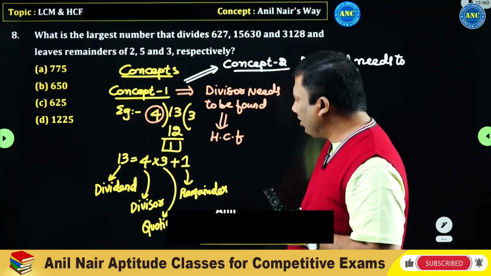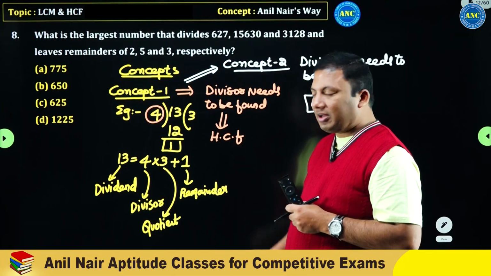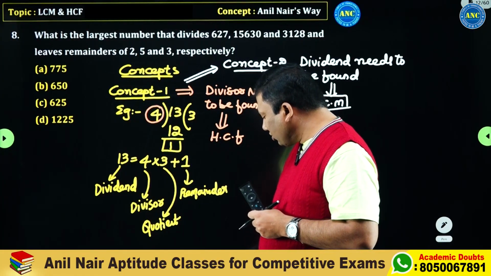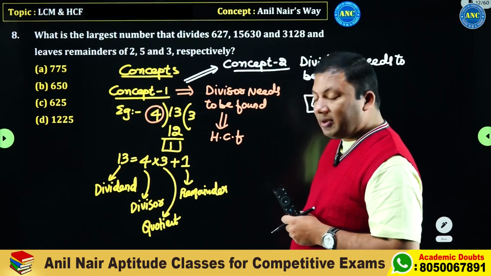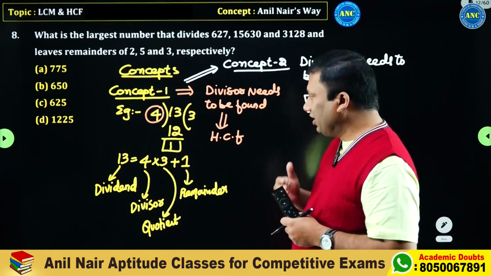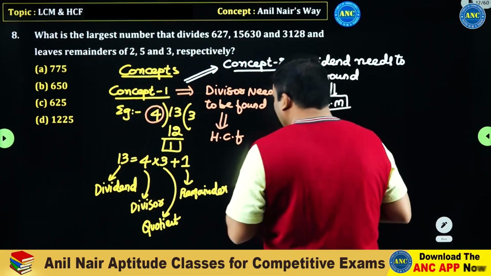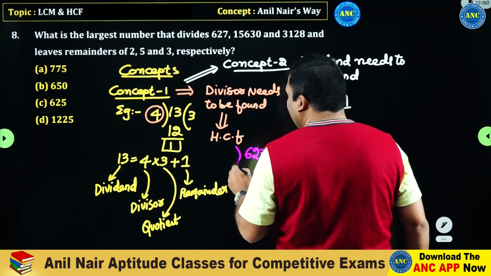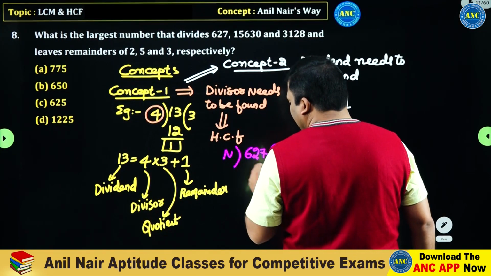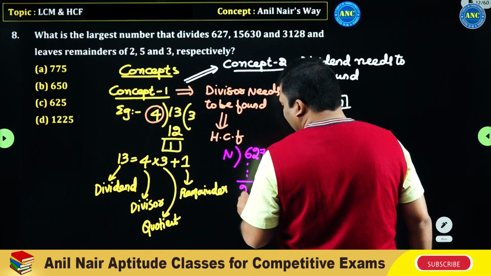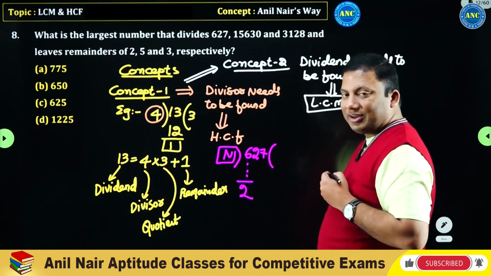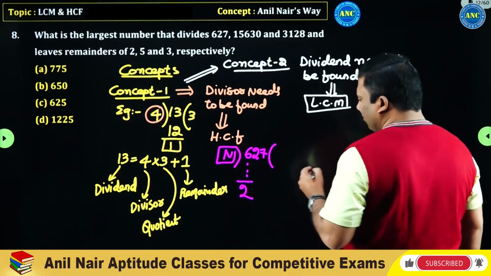If the divisor needs to be found out, then I will use the concept of HCF. Please read the question once. What is the largest number that divides 627? That means 627 is getting divided by which number, and the remainder is 2. Which number are we finding out? The divisor we are finding out.